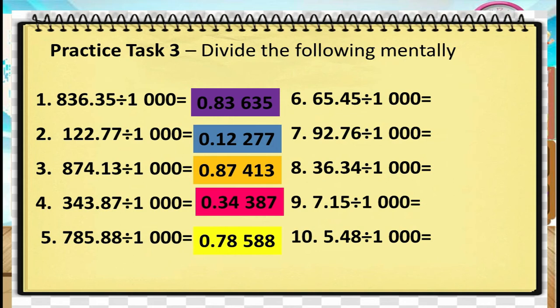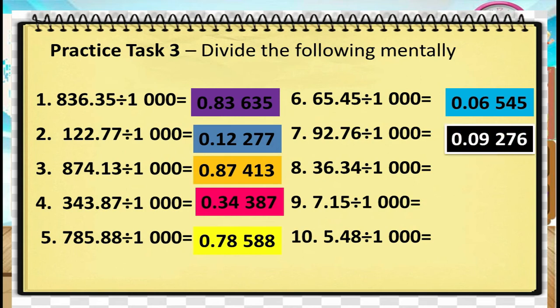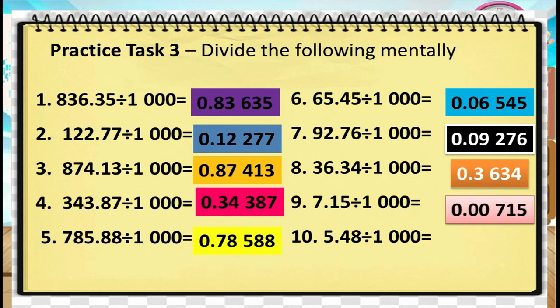78,588 100,000s. For number 6, 6,545 100,000s. For number 7, 9,276 100,000s. For number 8, 3,634 10,000s. For number 9, 715 100,000s. For number 10, 548 100,000s.